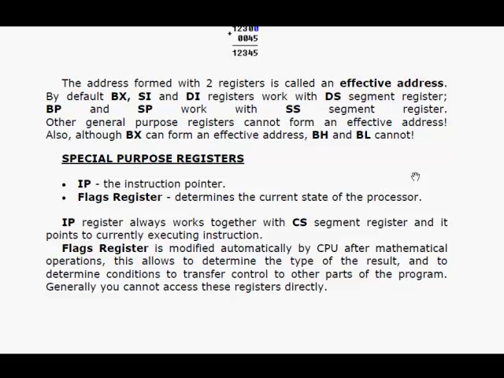For now I think it is enough, and you have gained enough knowledge about the registers of the 8086. Thank you for listening.